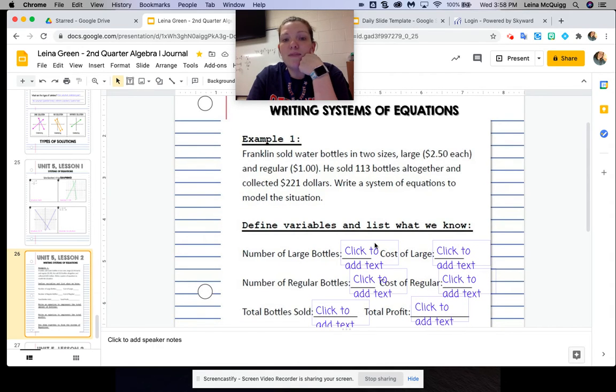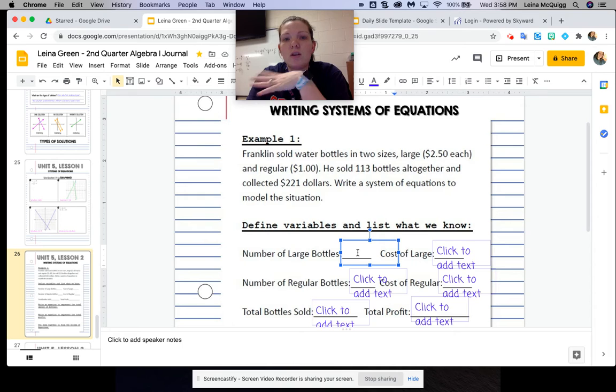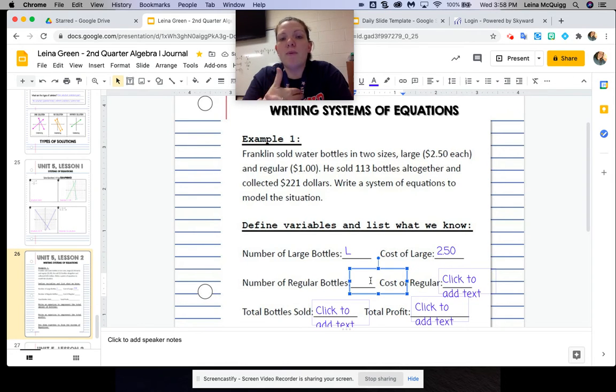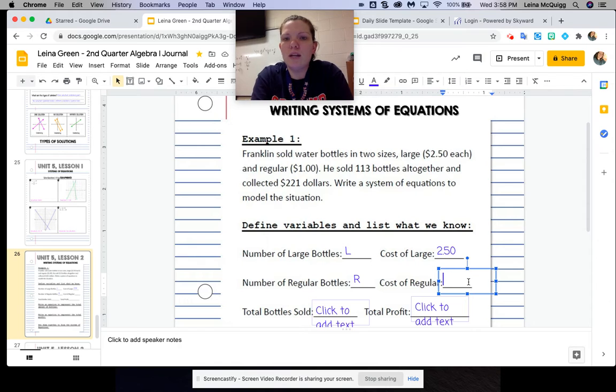Okay, so let's first define some variables. What variable do we want to define as the number of large water bottles? Well, I'm going to choose L. We'll use L. Y'all good with that? And the cost of the large water bottles, it told us, was $2.50 each. Then we want to use a variable for the number of regular water bottles. Well, I'm going to use R for regular. So L for large, R for regular. And the cost of regular water bottles is $1 each.